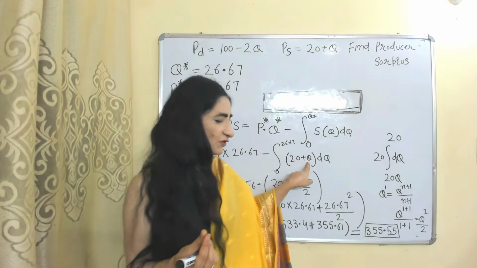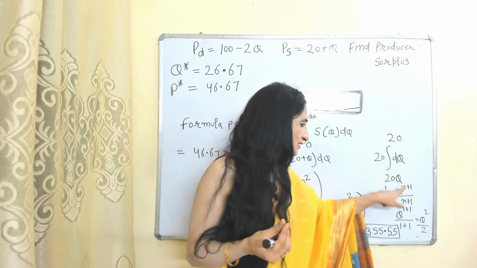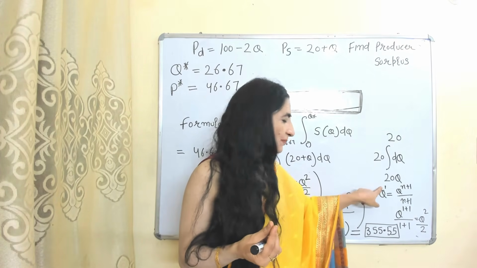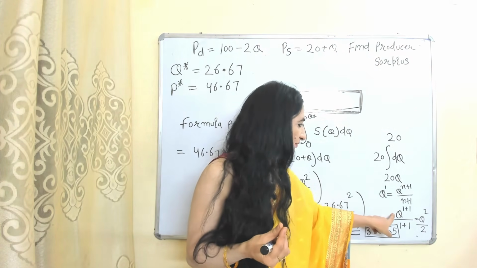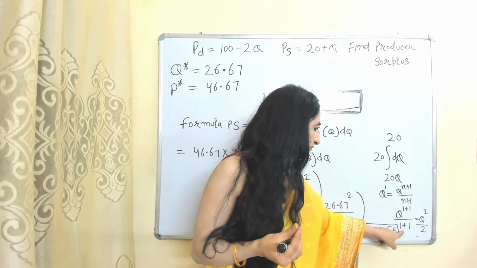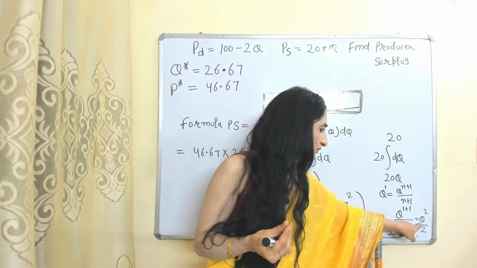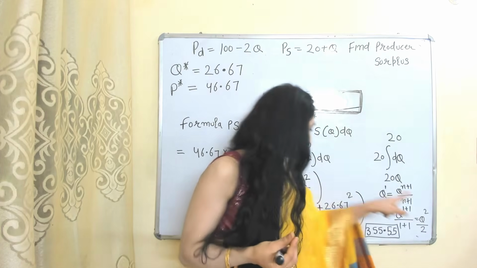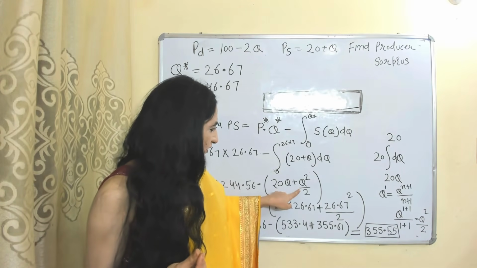What is the integration of q? We simply apply this rule. Here q to the power is 1. So it becomes q to the power 1 plus 1 divided by 1 plus 1, which equals q square divided by 2. So this is the integration of q.